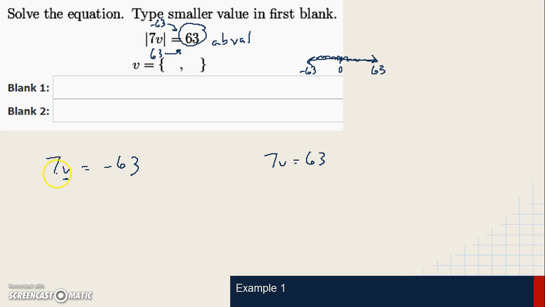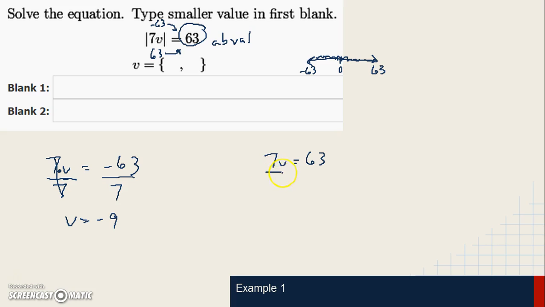Here I'm going to divide because these two are being multiplied. I'm going to divide by 7. V equals a negative divided by a positive is a negative, and 63 divided by 7 is 9. So I know that -9 times 7 is going to give me a -63, and the absolute value of -63 is 63. Well, there's also another value, right?